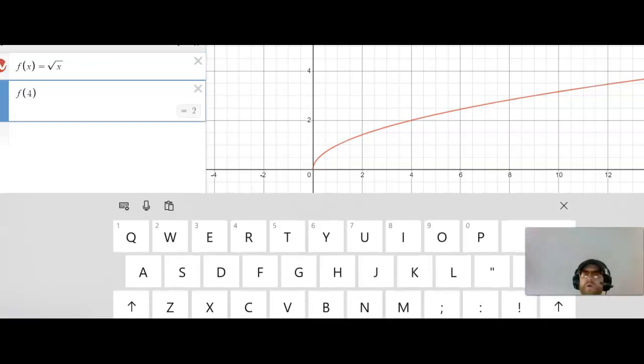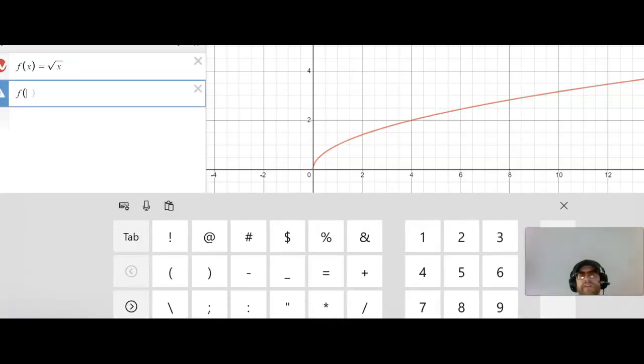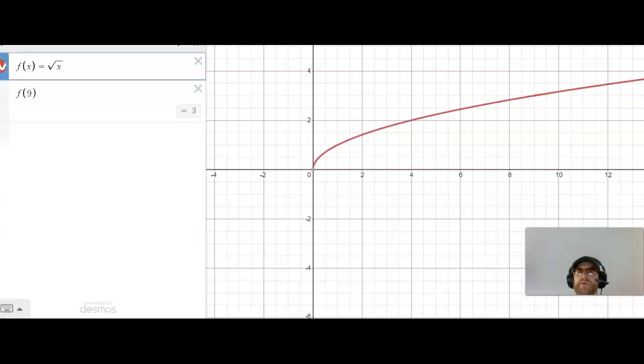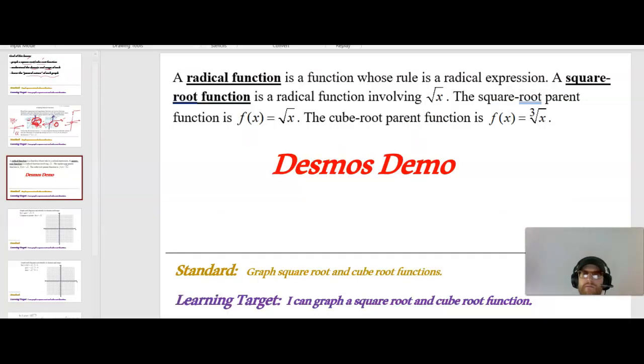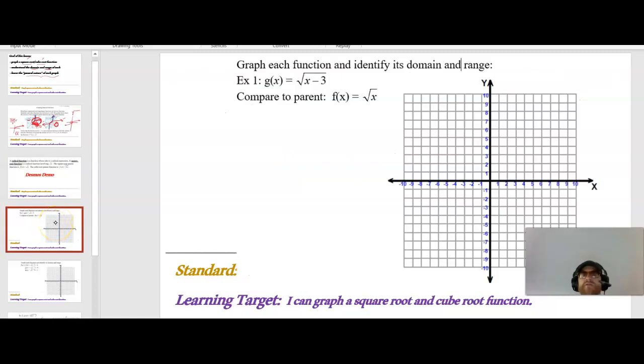Then I'll find one more value. The next perfect square is 9, so the square root of 9 is 3. So when my x value is 9, my y value is 3. Okay, so let's go back to our square root function, and we'll do a demo of the cube root function as well.